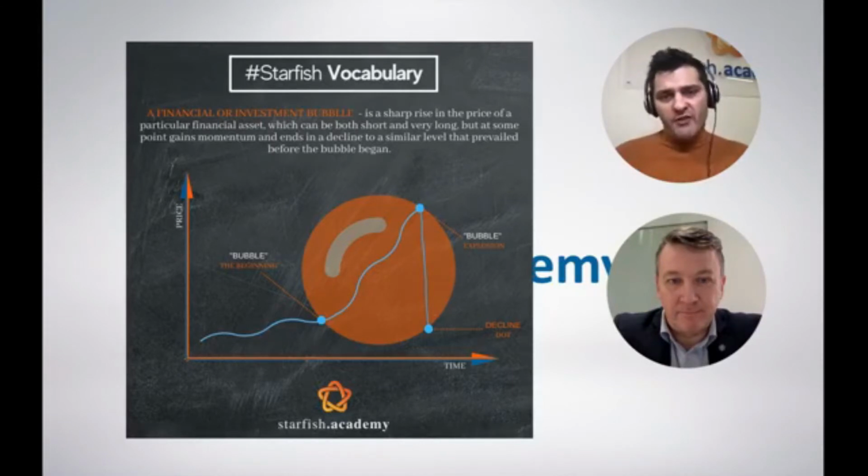So this is the definition of the bubble itself, and the question is always: is it a bubble now, or what to do if the bubble is approaching, or what to do if the bubble is already there, and how to understand if it is a bubble, and what steps could help you to be on the winner side during a bubble.